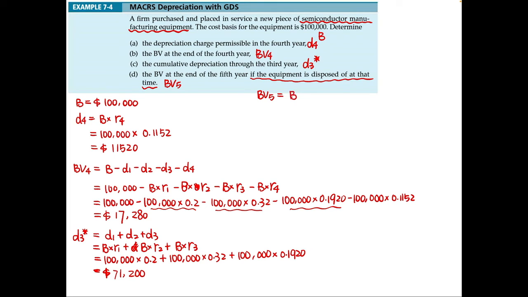Okay, and then let's talk about BV5. BV5 is B, you can use B minus the sum from year 1 to year 5, Dt, okay? You can also use BV4 minus D5, which is easier because we have already calculated BV4, okay? So BV4 is 17,280. And what is D5? D5 should be B times R5.